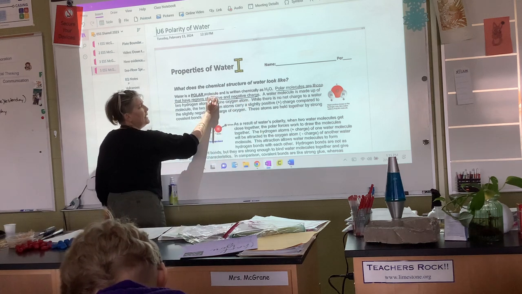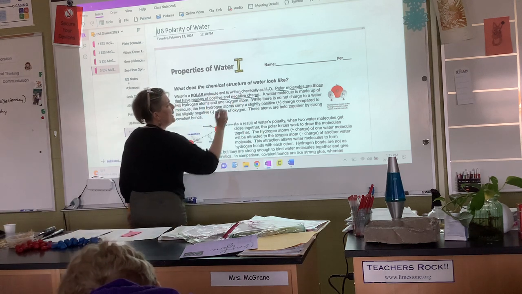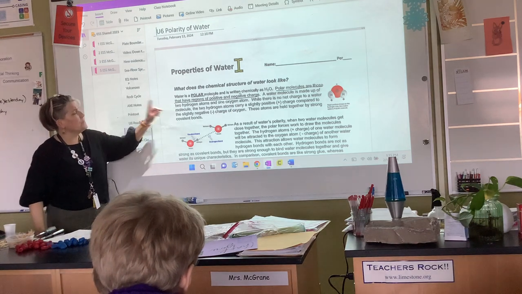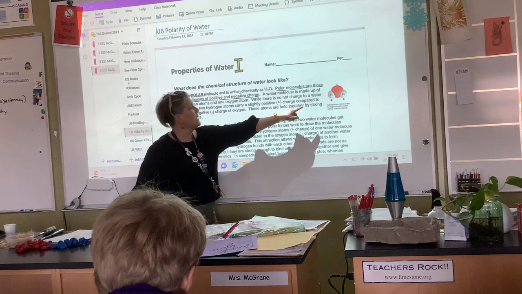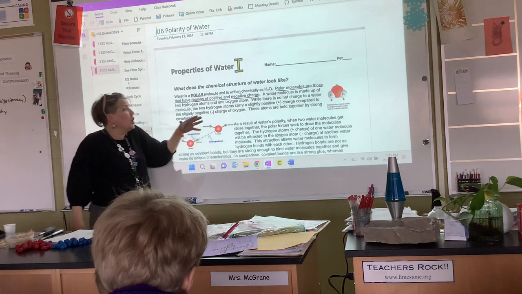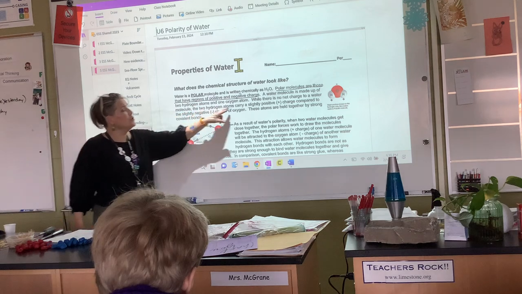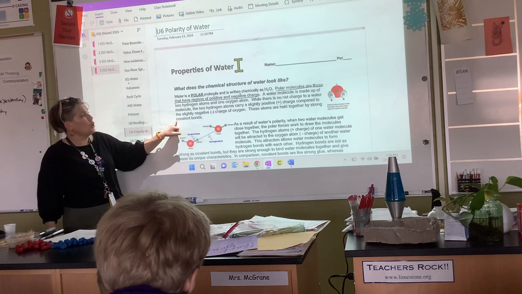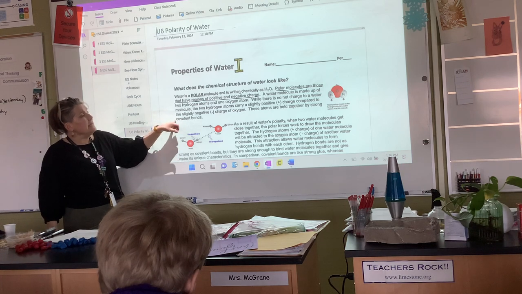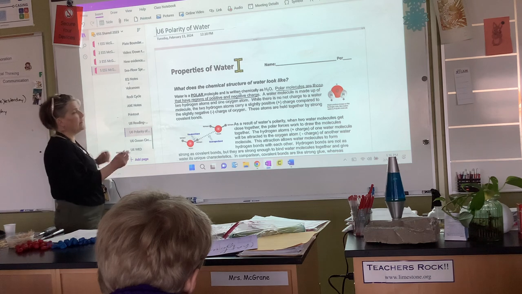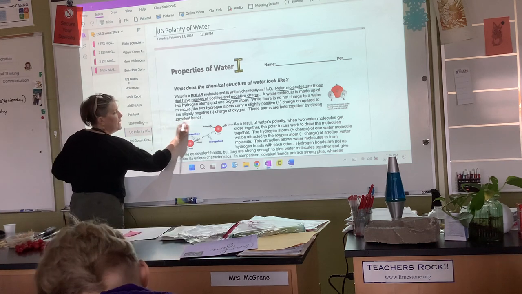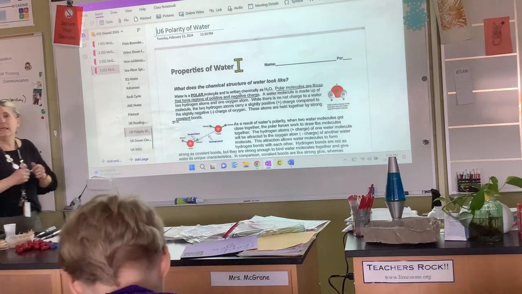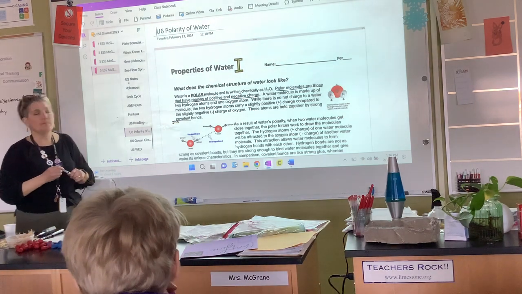And I'm going to put a little plus sign over positive, and a little negative sign over negative. A water molecule is made of two hydrogen atoms and one oxygen atom. We can see that right here. While there is no net charge to a water molecule, the two hydrogen atoms carry a slightly positive charge compared to the slightly negative charge of the oxygen. These atoms are held together by strong covalent bonds. Underline covalent, and I want you to put glue. Covalent is like glue sticking these atoms together.